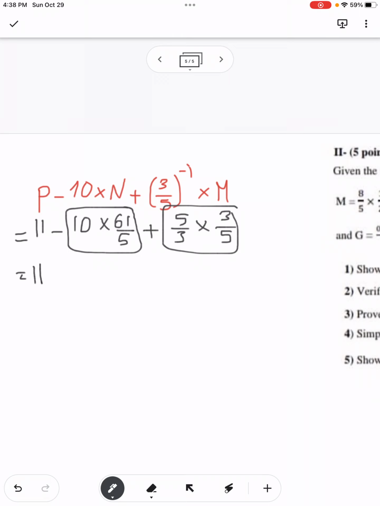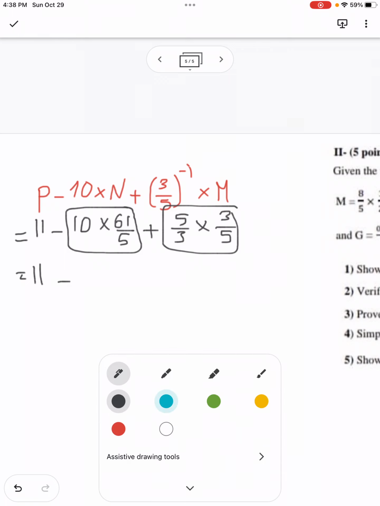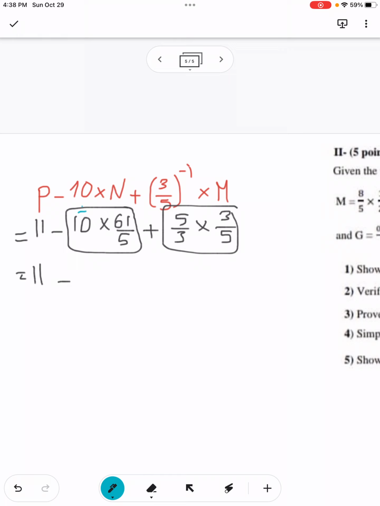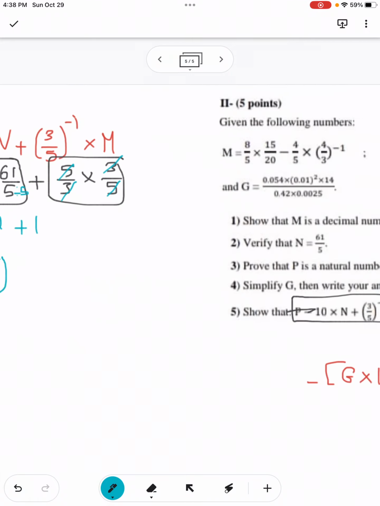بلش الباقيين بدي نزل كل وحدة محلها minus 10 times 61 610 over 5 أو فيني أقول بطريقة تانية إنه 10 divide by 5 here I can simplify by 5 so 10 divided by 5 is 2 2 times 61 122 plus 5 by 5 1 و 3 by 3 1 عملت simplify equal 1. So 11 minus 122 plus 1 equal minus 110. هيدا الفاينل answer.